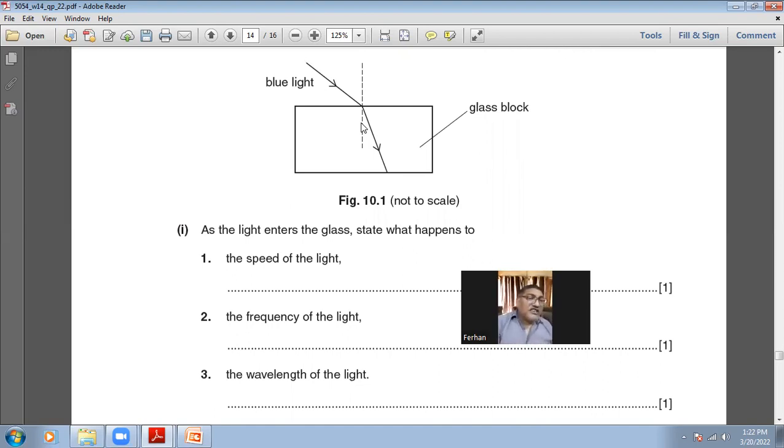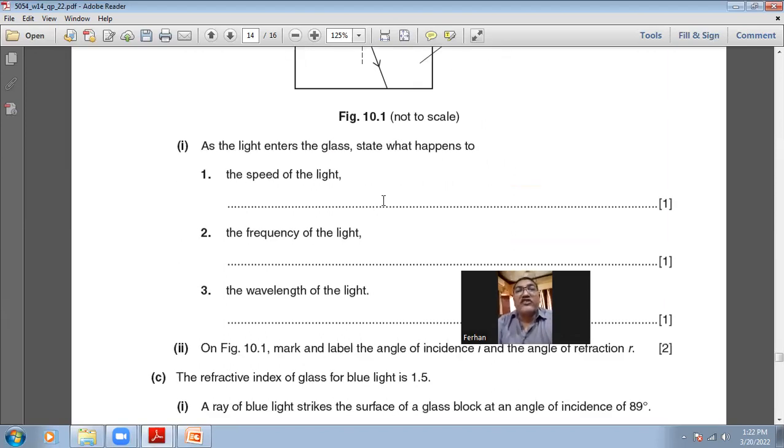The speed of light in a dense medium decreases. So what happens with the speed of the light? It decreases. What happens with the frequency of the light? The frequency of the light does not change. And what happens with the wavelength of the light? Whatever happens with the speed of the light, the same thing will happen with the wavelength. So when the light enters the glass, from air, a rare medium, into a dense medium, its speed will decrease, its wavelength will decrease, but the frequency will remain unchanged.